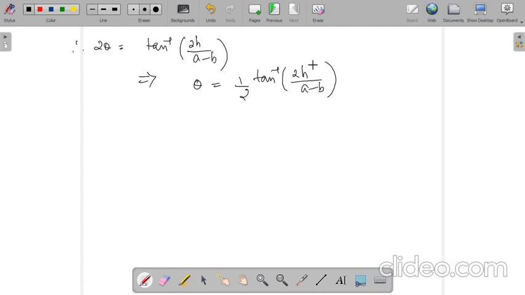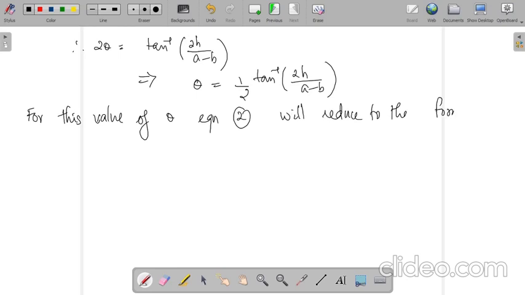So therefore for this value of theta, the equation will have a 0 coefficient for x dash y dash. So therefore the equation will reduce to a form which does not contain x dash y dash. So for this value of theta, equation 2 will reduce to the form. Let me write the coefficients now as capital A. So you'll have capital A x dash square plus second term 0, then capital B y dash square plus 2g x dash plus 2f y dash plus c equal to 0.